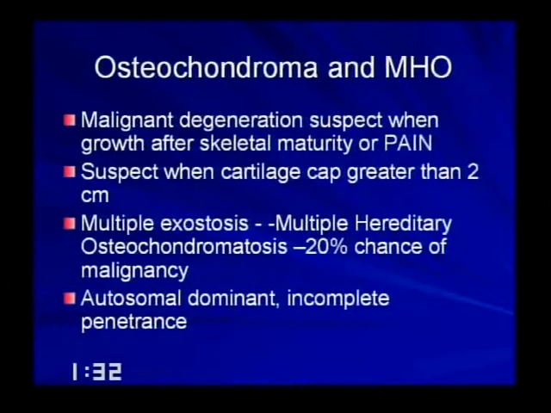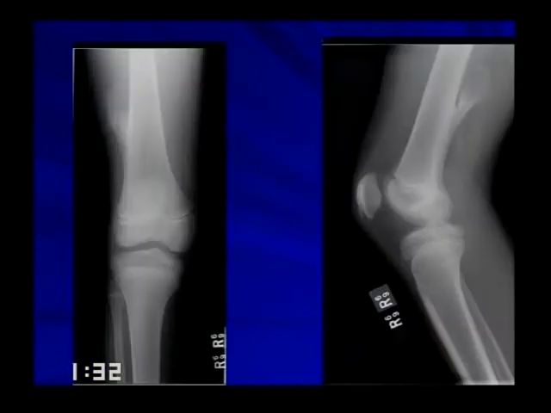Malignant transformation occurs when you start having pain or growth after a patient is skeletally mature. I mean, that's a sign. These osteochondromas should not be growing in an adult. There's a syndrome of multiple hereditary osteochondromatosis. They have perhaps a 20% chance of malignancy. So those have to be watched to make sure they're not growing. Autosomal dominant, incomplete penetrance. And here's a patient with a typical osteochondroma pointing away from the joint.